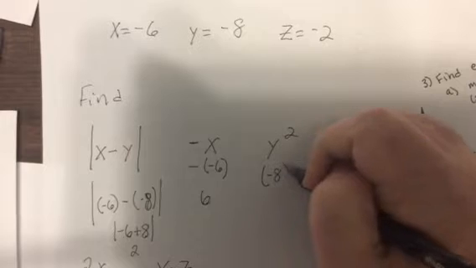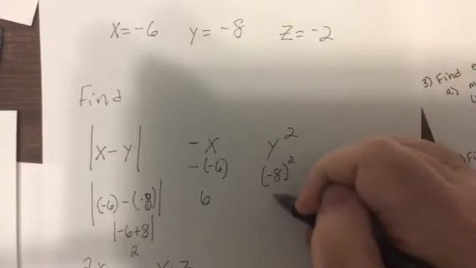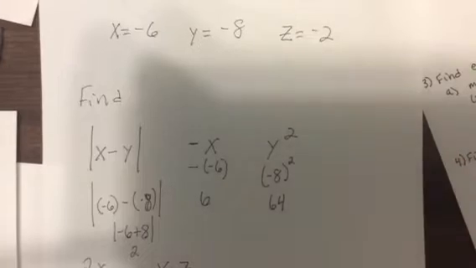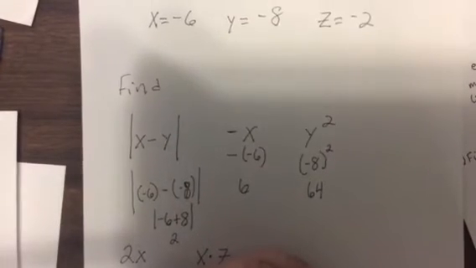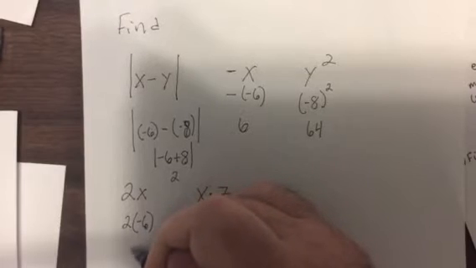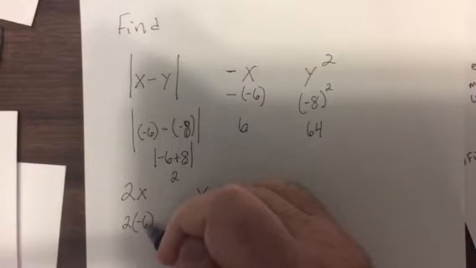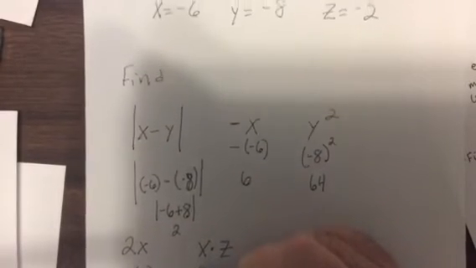That's -8 quantity squared. -8 quantity squared would be 64. Then 2 times x would be 2 times -6, which is -12. 6 times 2 is 12. One negative, when you're multiplying, one negative means negative.